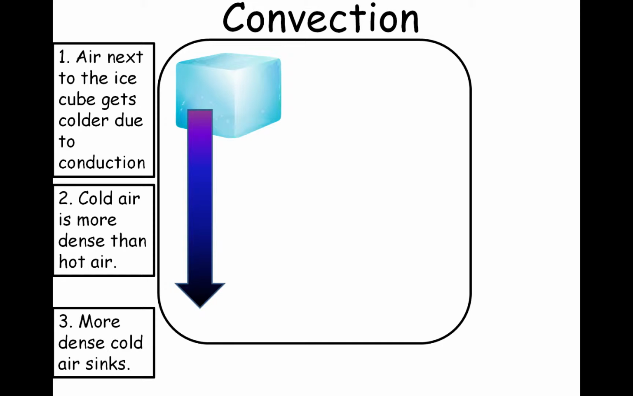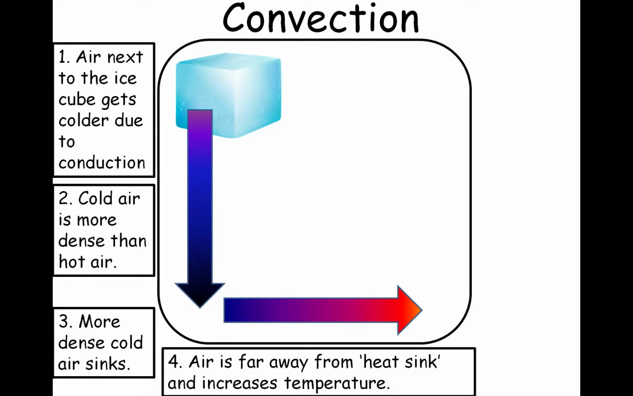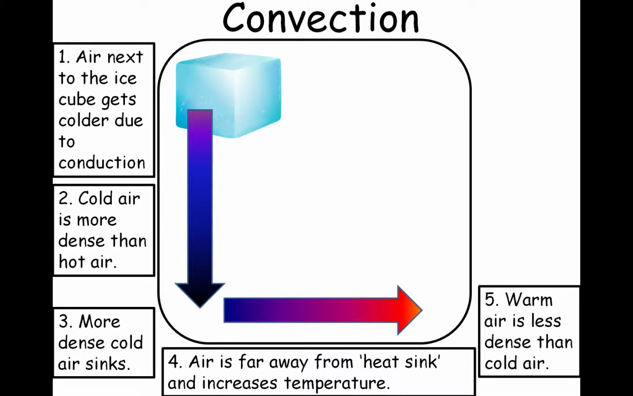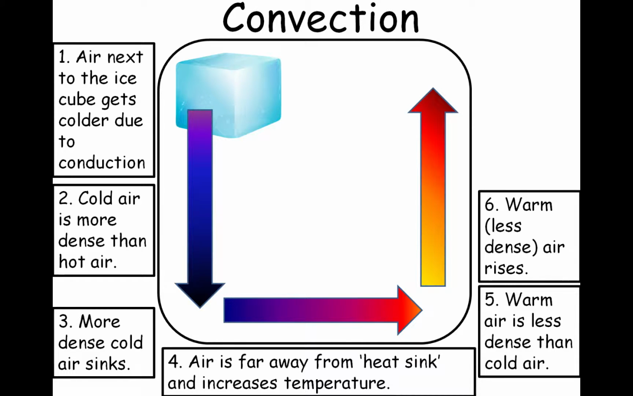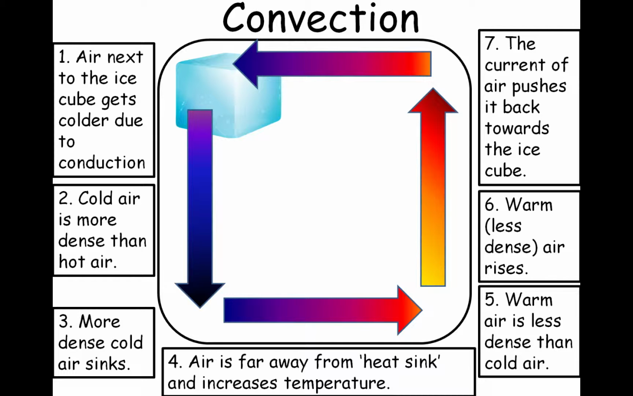Once it reaches the bottom of the room, it will begin to increase in temperature again because it is far away from what we call a heat sink. It is far away from the ice cube. As a result, the air will warm up and it is less dense than the cold air, so it will rise. Once it rises, it will push other air out of the way and back towards the ice cube, and the process will repeat.